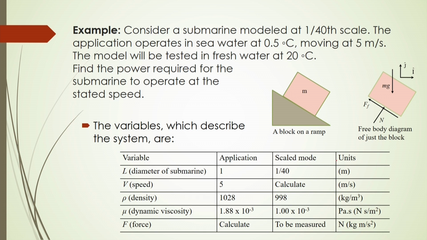Let us do an example here. Consider a submarine that is modeled at 1 by 40th scale, and the application operates in sea water at 0.5 degree centigrade, and in that case the submarine is moving at 5 meter per second. In this case the model will be tested in fresh water at 20 degree centigrade. Find the power required for the submarine to operate at the stated speed.